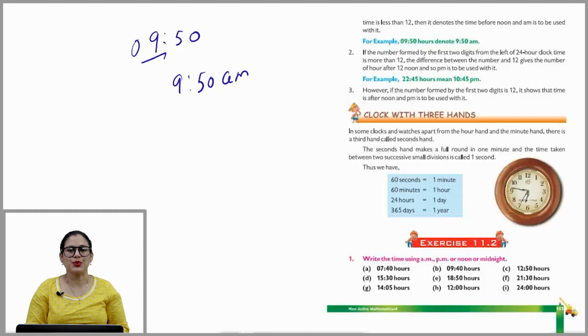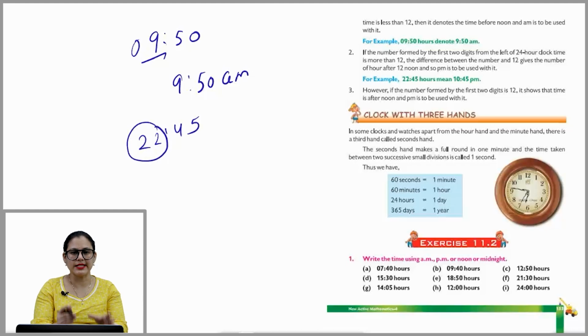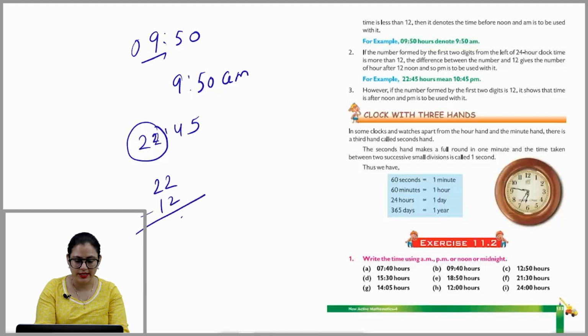Number 2, if the number formed by the first 2 digits from the left of the 24-hour clock time is more than 12, the difference between the number and 12 gives the number of hours after 12 noon, and so PM is to be used with it. For example, you have this. So the first 2 digits are greater than 12. So what will we do? We will find the difference of 22 and 12, which is 10.